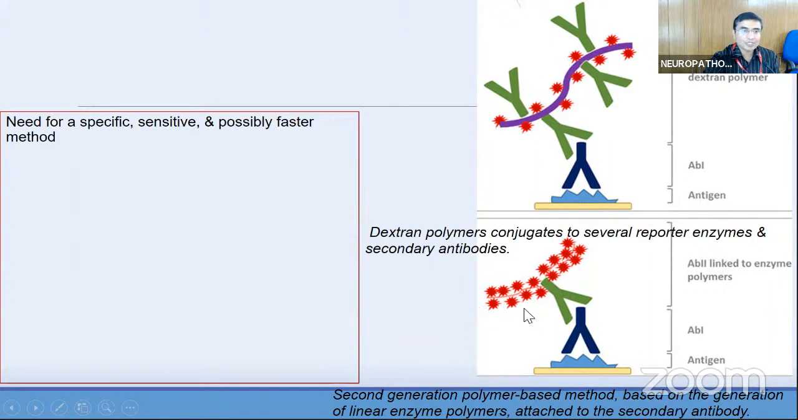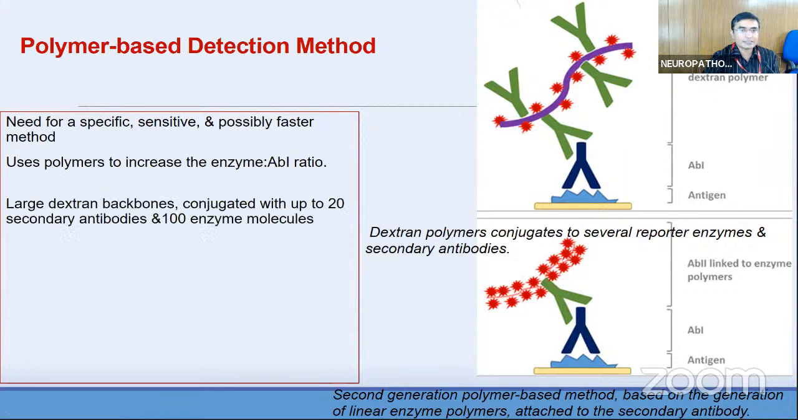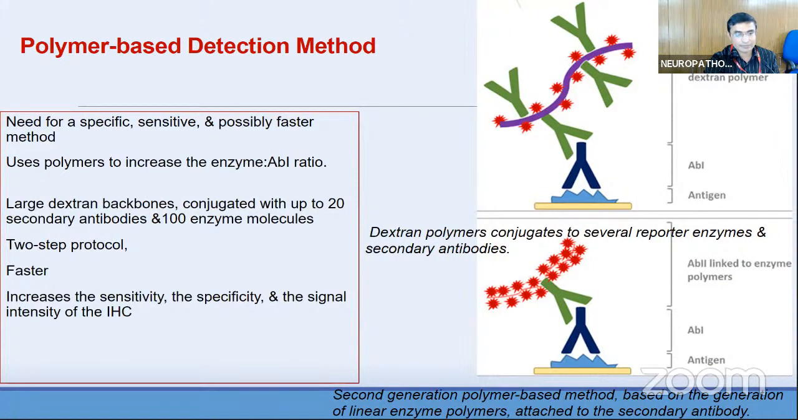Penetration is much better, which has improved the specificity, sensitivity, and also the reaction being very fast. And that has increased the amount of enzymes which can be carried here. It can carry almost 20 secondary antibodies and 100 enzyme molecules. That's how the reaction is much faster. The amplification and the result are also much better.